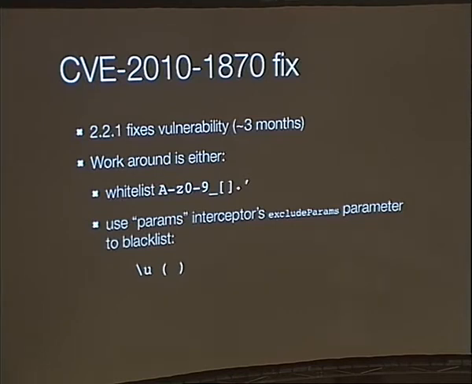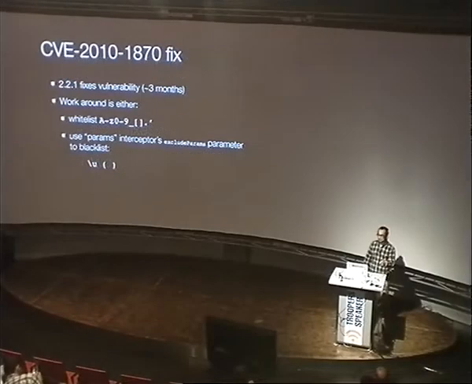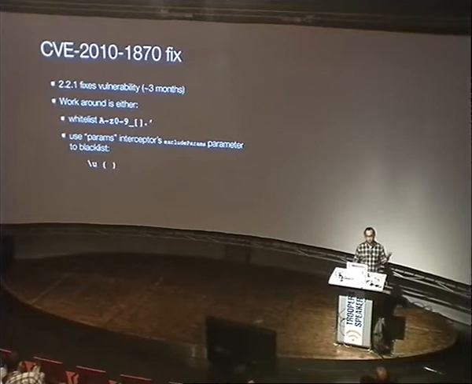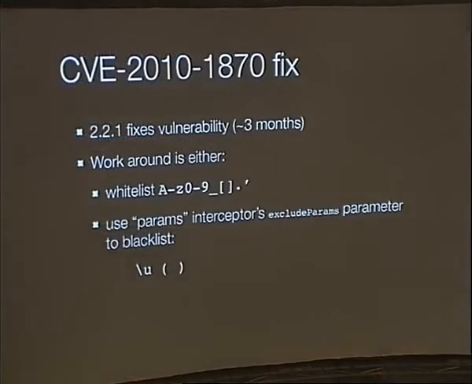I kept telling them, hey guys, this is actually pretty bad. It's a pretty serious vulnerability. It allows, by default, execution of arbitrary code. They kind of ignored it, and then they finally got around to it after 3 months. So much for open source security. But at the same time, you could work around it using the exclude parameters attribute of the parameters interceptor. You could supply a regular expression to blacklist the following characters, and it would make the bug impossible to exploit.